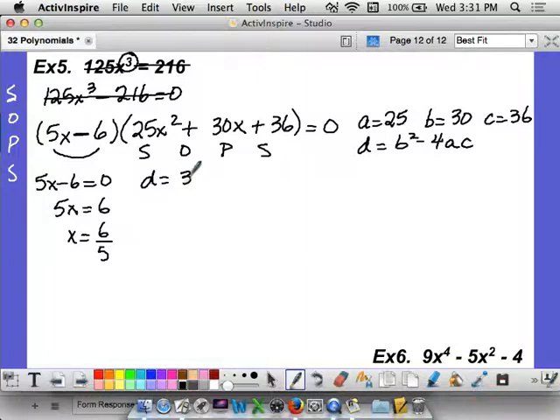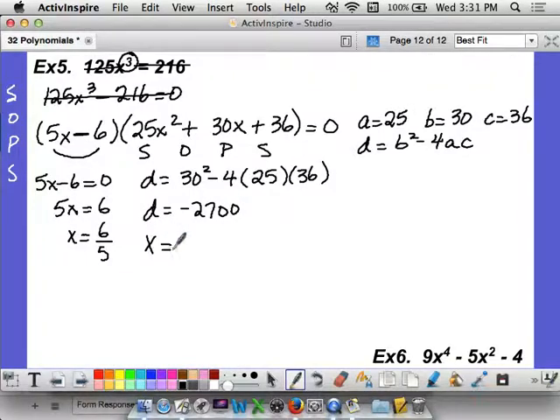So here we go to find that. D equals 30 squared minus 4 times A, which is 25, times C, which is 36. So D equals 30 squared minus 4 times 25 times 36, which is negative 2,700. When I go to plug this in, I have x equals the opposite of B plus or minus the square root of B squared minus 4AC, all over 2A.